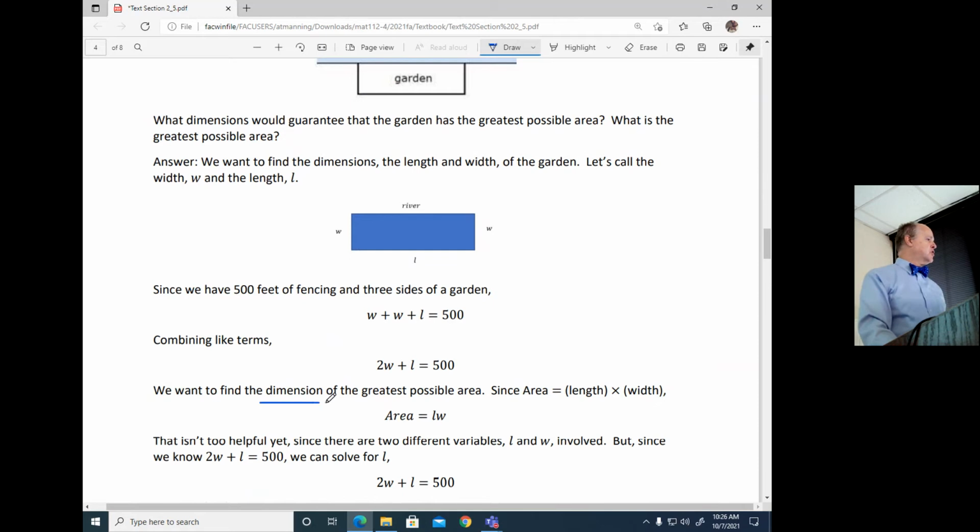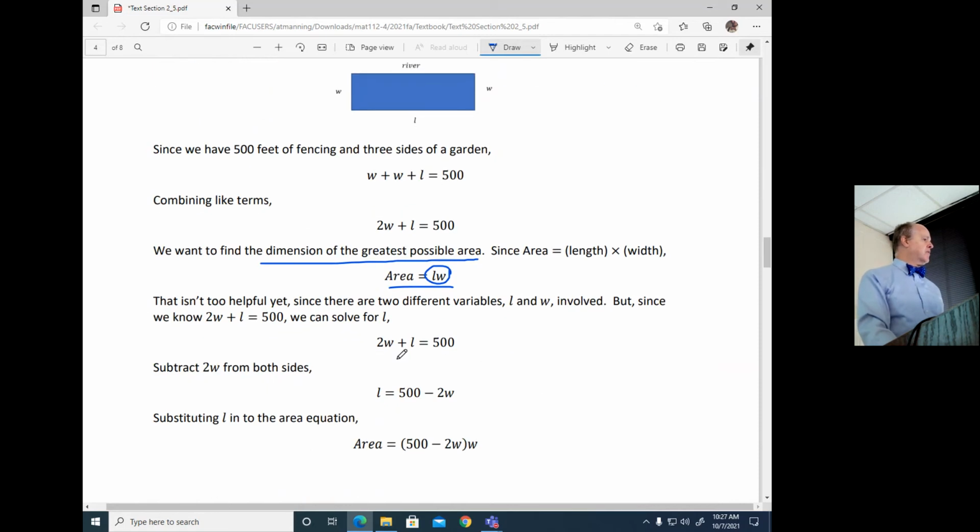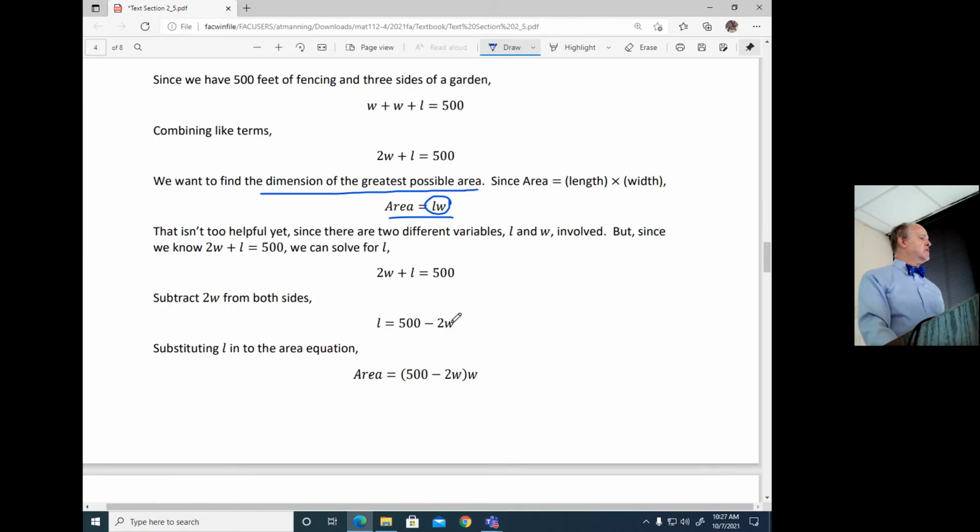But we want to find the dimensions of the greatest possible area. Well, area is length times width. Okay, so area is LW. Well, it doesn't get us anywhere. We do want to get a maximum LW. Well, we already have from the first formula, 2W plus L gives us 500, or L is 500 minus 2W. Well, I can substitute for L up here and do 500 minus 2W times W is my area.